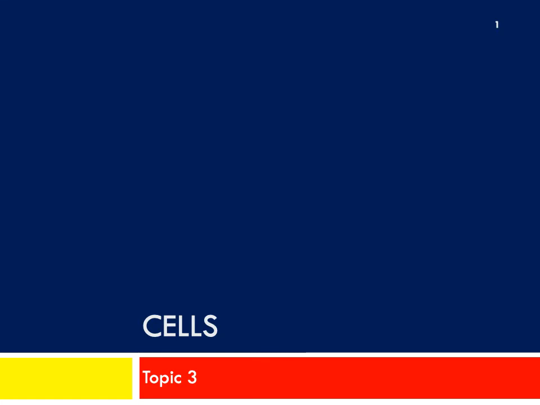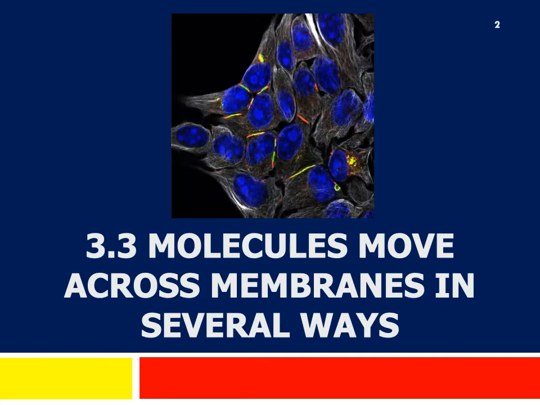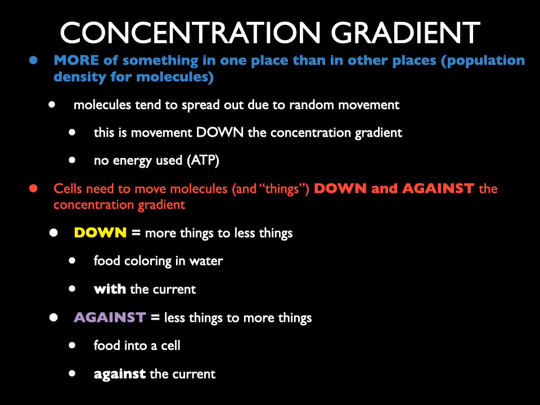Hi, I'm Mr. Baker. We're in Unit 3, cells, and we're looking at 3.3, the ways that molecules move across membranes. You'll need to know about a concentration gradient, which is simply when you've got more of something in one place than another. You can think of it as population density for molecules.